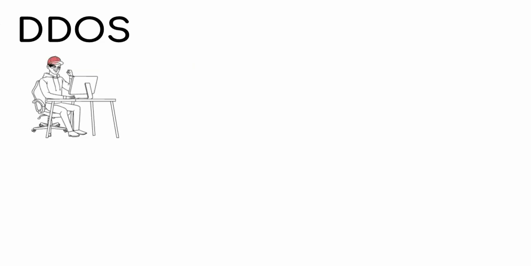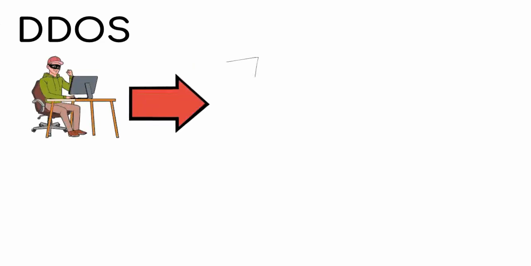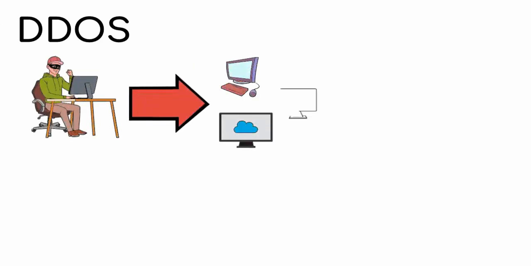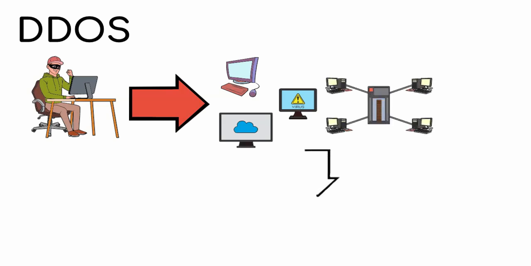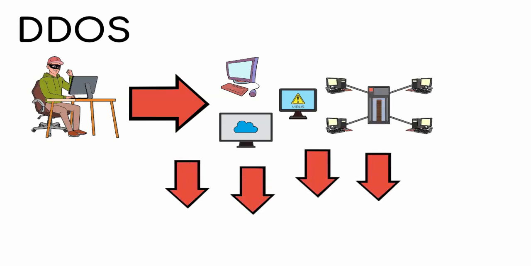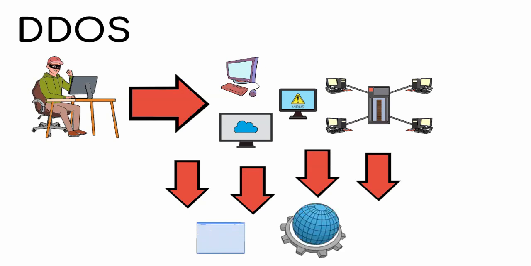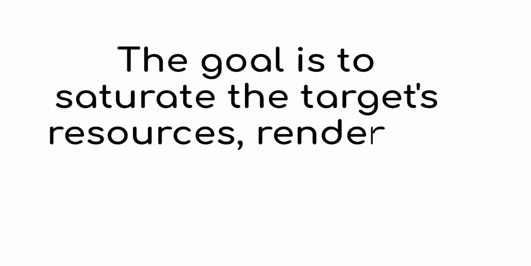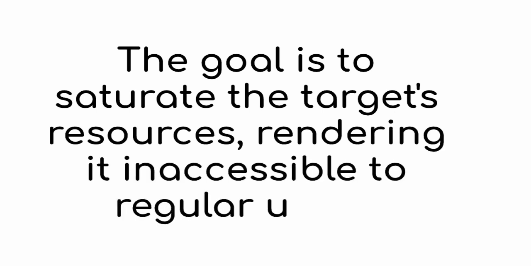DDoS is a cyber attack strategy where the attackers use multiple compromised devices, such as computers and servers, to send an overwhelming flood of internet traffic to a specific target, like a website or an online service. The goal is to saturate the target's resources, rendering it inaccessible to regular users.